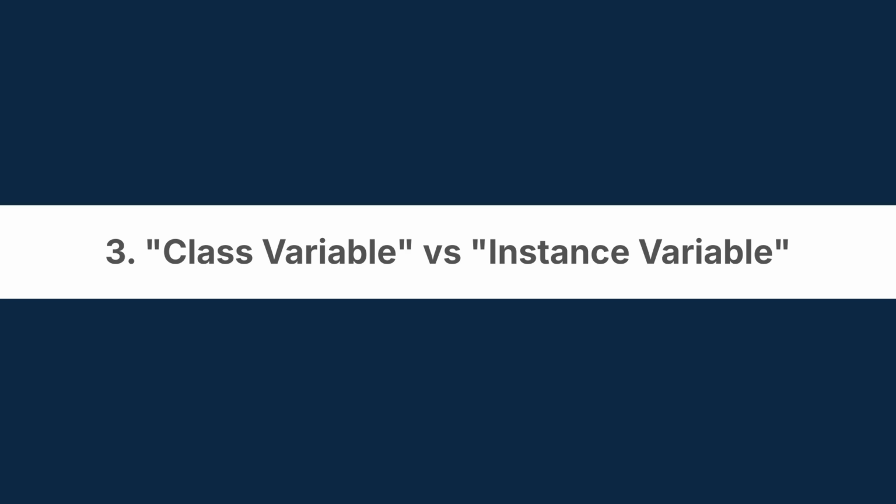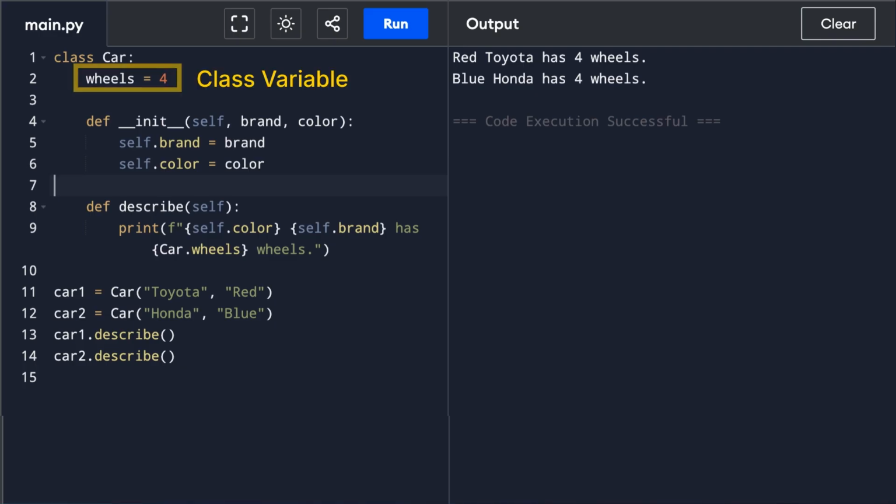3. Class variable versus instance variable. About class variable. A class variable belongs to the class itself, not to any specific object. It is shared by all objects created from that class. If you change the class variable, the change affects every object. Think of it like a rule or fact that applies to all objects.